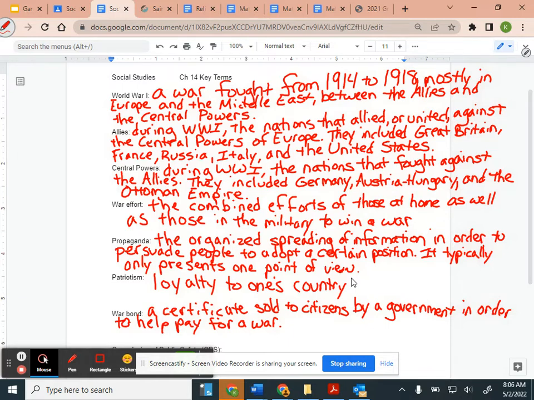It's just a paper certificate. You pay the government money for it, and the government is saying, we will pay you back. So after the war, when we're able to make more money, we will pay you back by a certain time.